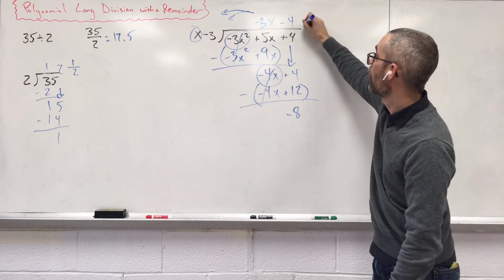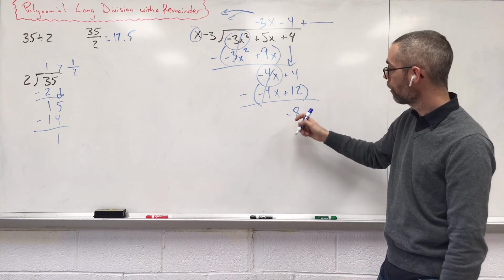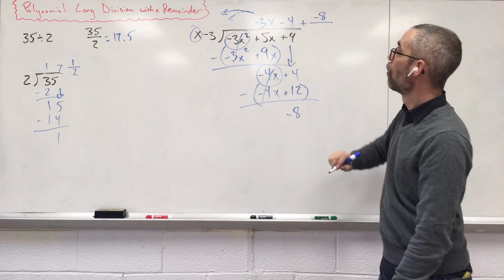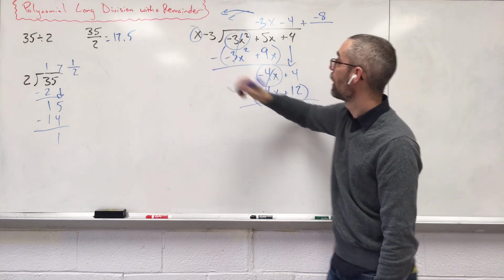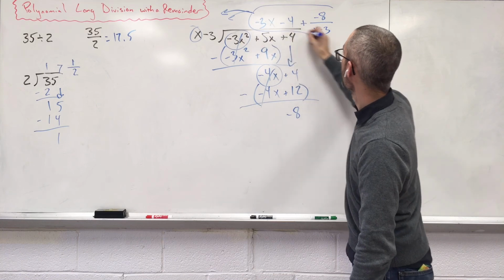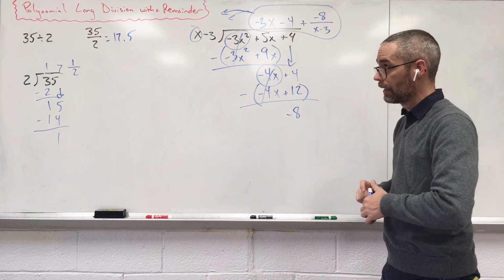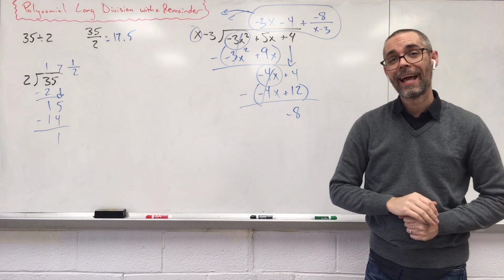We're going to do the same thing with a polynomial. We're going to say plus a fraction. What is our remainder? Negative 8. What are we dividing by? x minus 3. That's what goes on the bottom. And we get this big, ugly answer for when we long divide. And that is polynomial long division with a remainder.